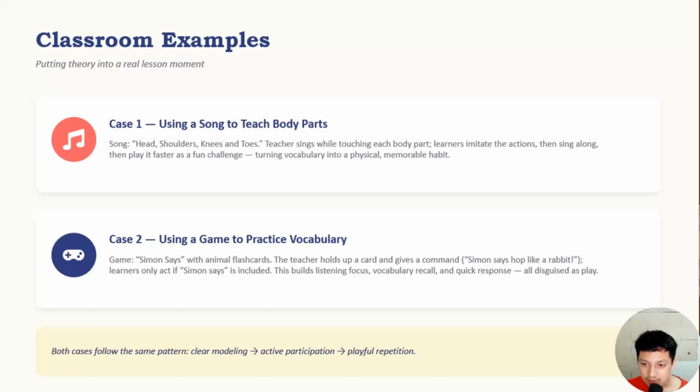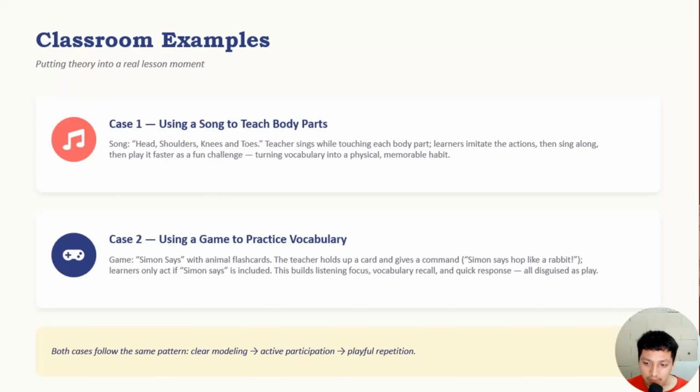Next is classroom example, song and a game. Let me give you 2 real examples of how this works in the classroom. Case 1, using a song to teach body parts, or TPR. For example, the song head, shoulders, knees, and toes. The teacher sings while touching each body part, then learners imitate, then sing along. And finally, we play it faster as a fun challenge. This turns vocabulary into something physical and memorable.